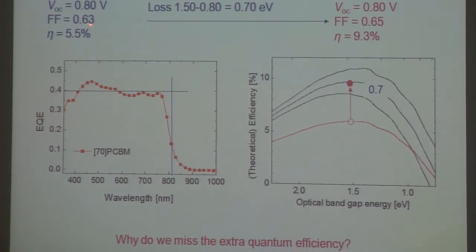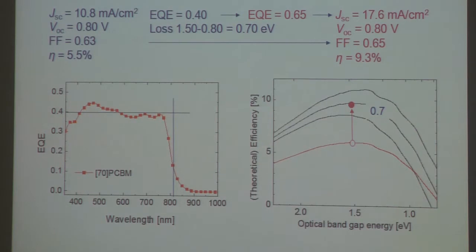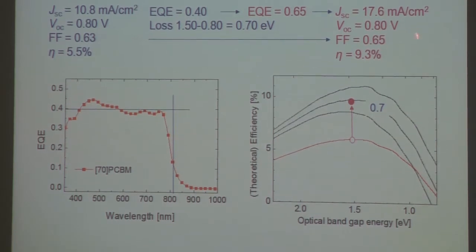The fill factor of that cell was 63%. It should be 65 to get 11. And you can see that if we would have had 65%, we would indeed have gotten very close to this 9% that you predict here. So again, energetically, this is not such a bad material. We lose slightly more than 0.6, we lose 0.7 volts. We could have ended up close to 10% if the quantum efficiency would have been right.